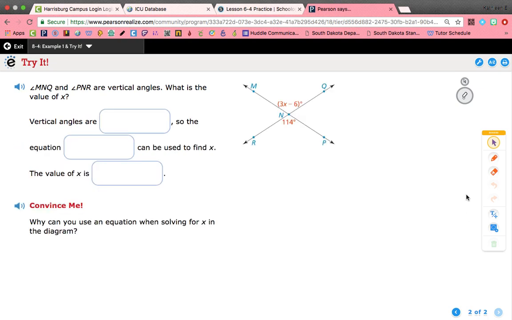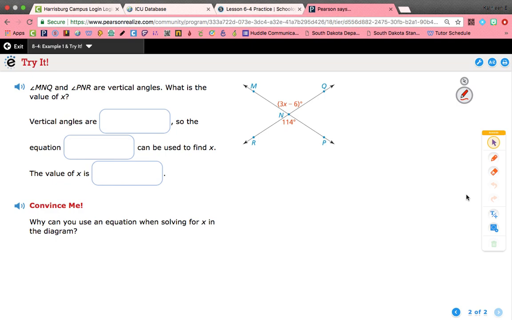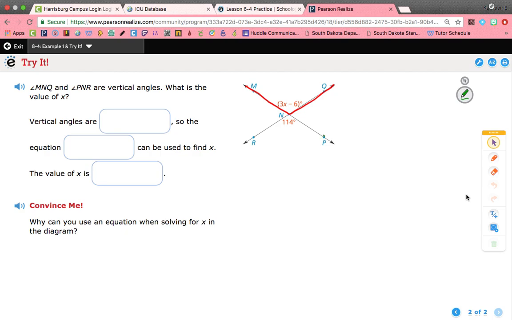All right, so first application question, let's see if we can try it. So MNQ and PNR. Okay, so I'm going to make sure that I know where those two angles are. MNQ is here. M, N, Q, and PNR. PNR and MNQ are vertical angles. Yes, they are. Look at that. They are across from each other. They are vertical. One is vertical of the other one.